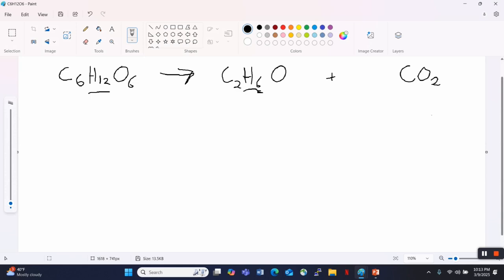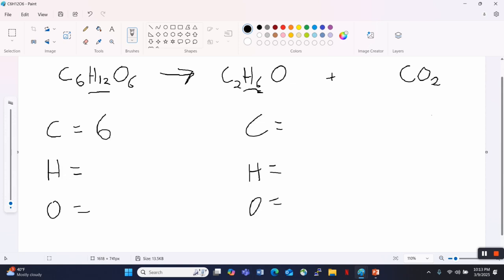So one of the first things we should do when we attempt to balance this equation is just write out the mass balance on the reactant and product sides. So, if you take a look at your reactants, you'll notice that you have 6 carbons, 12 hydrogens, and 6 oxygens. Whereas on the product side, you have 3 carbons, 6 hydrogens, and 3 oxygens.